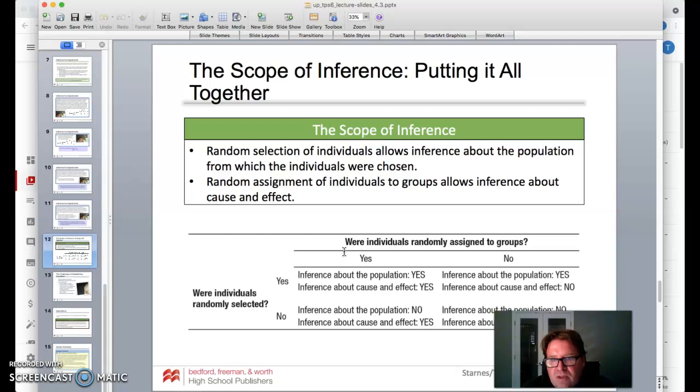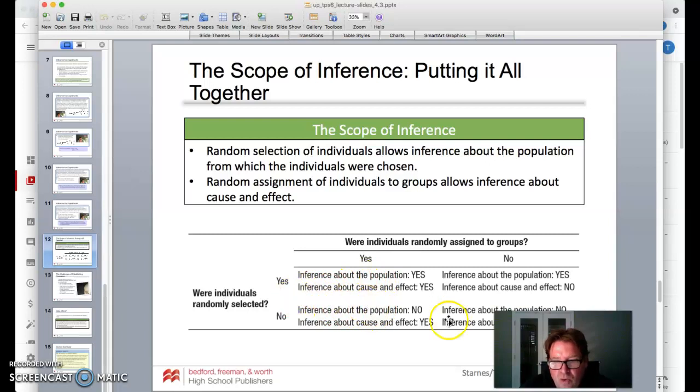Random selection of individuals allows inference about the population from which the individual was chosen. So if you choose them right, you can infer things about the population. If you do the random assignment of individuals into groups, that allows inference about cause and effect. That allows you to say, okay, this causes this effect. So when you put this table together, if the individuals are randomly assigned to groups, and the individuals are randomly selected, that puts you in a good situation where you can make inferences about the population and cause and effect.